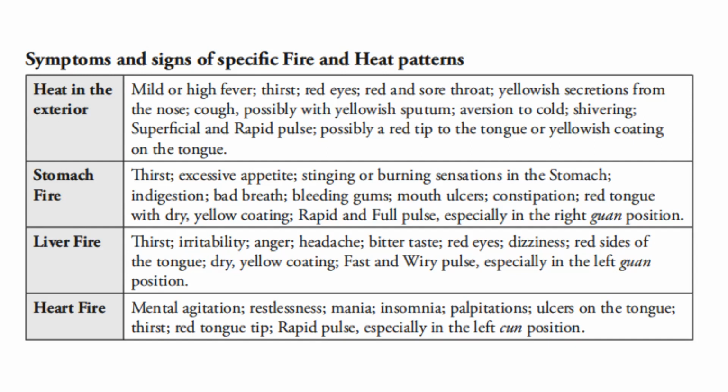If there is stomach fire, there will be thirst, excessive appetite, stinging or burning sensations in the stomach, indigestion, bad breath, bleeding gums, mouth ulcers, constipation, red tongue with dry yellow coating, and a rapid and full pulse, especially on the right guan position. If there is liver fire, there will be thirst, irritability, anger, headache, a bitter taste, red eyes, dizziness, red sides of the tongue, dry yellow coating, fast and wiry pulse, especially in the left guan position.